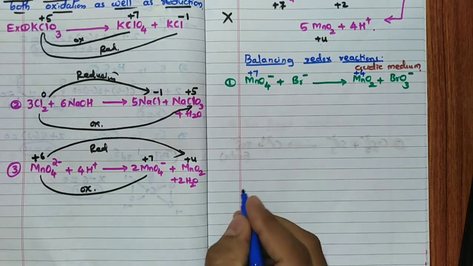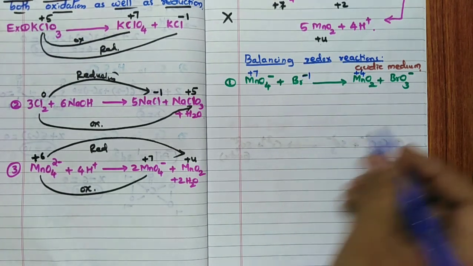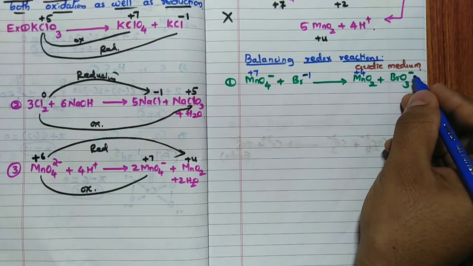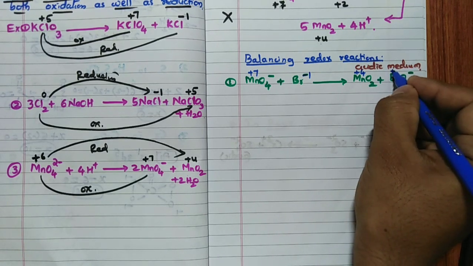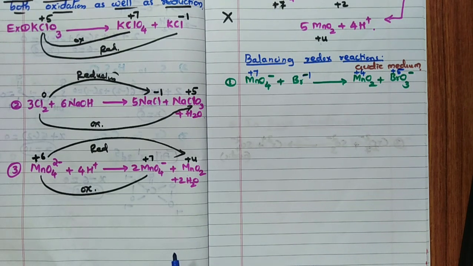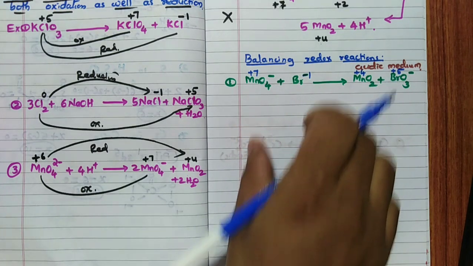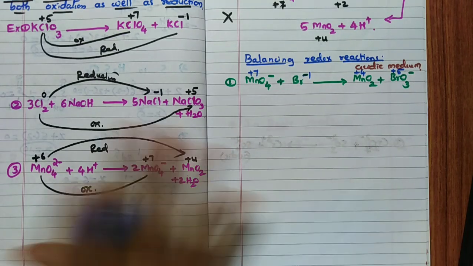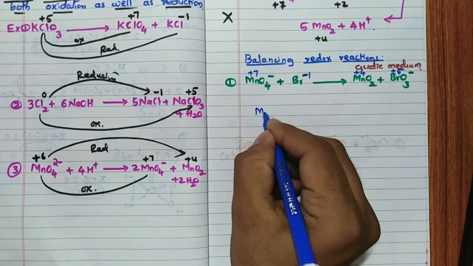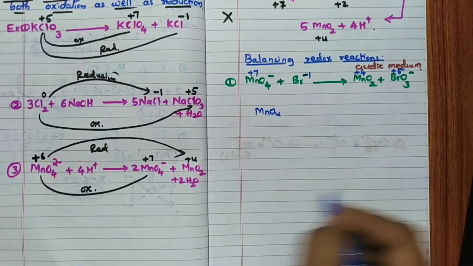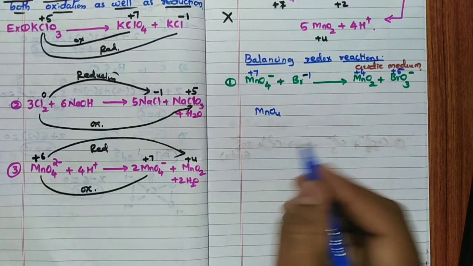Correct? Br is -1 here, the -1 charge is already given. BrO3 minus, what is the oxidation state? See, Br + X minus 6 equals minus 1, X equals +5. So Br is +5. Right? This is not a theory exam. In first PUC theory exam, if you leave some steps they cut the marks, but here there is no problem like that. So I will directly tell. This is also not necessary to write, but for the first problem I am writing in detail.